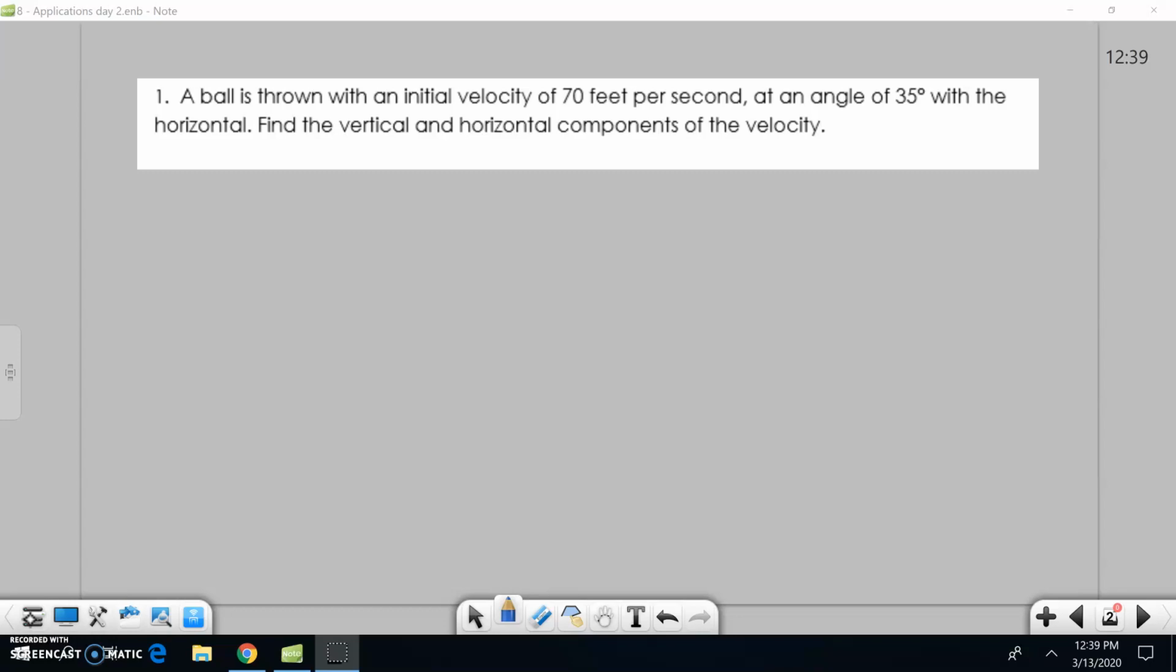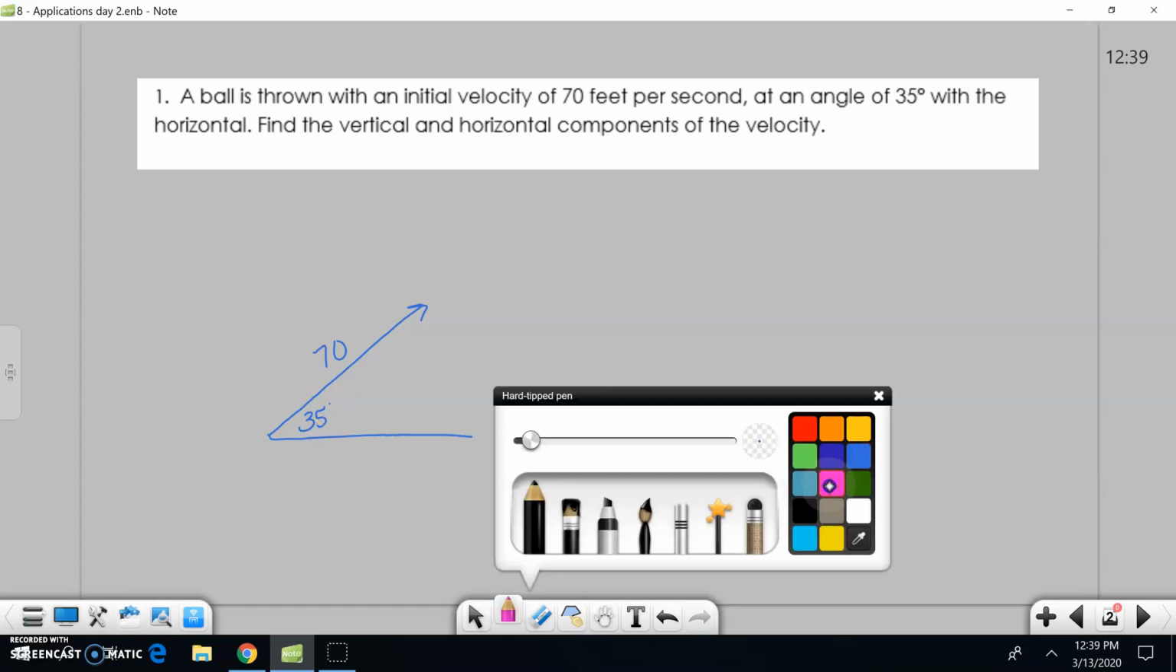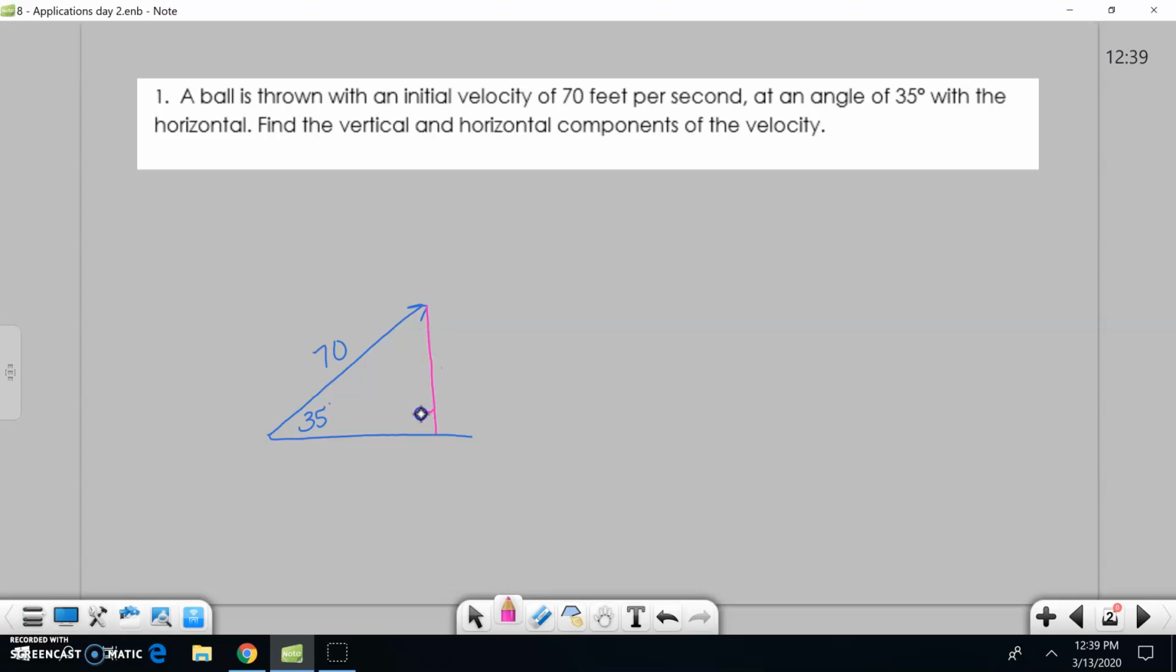A ball is thrown with an initial velocity of 70 feet per second at an angle of 35 degrees with a horizontal. So they are describing a vector with a magnitude of 70 being thrown at an angle of 35 degrees. Well, to me, this looks like a right triangle, so go ahead and draw that in. And the problem is asking you to find the vertical and horizontal components of the velocity. So you need to find the horizontal component and the vertical component, x and y. We're going to do this by using sine and cosine.